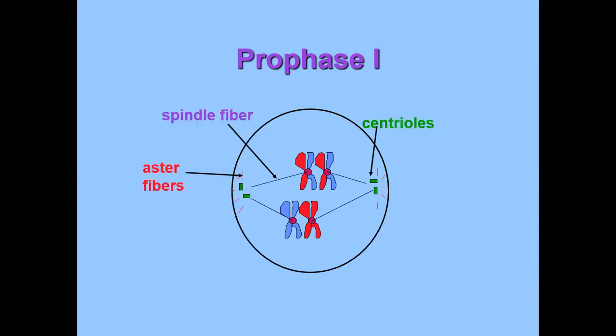Crossing over. So here is a cell in which the nuclear envelope disappears, spindle fibers are formed, and centrioles actually form the spindle fibers, and the homologous chromosomes are present inside the cell.